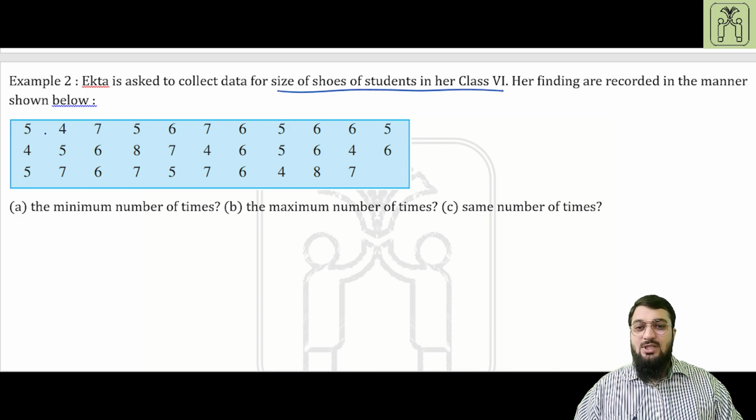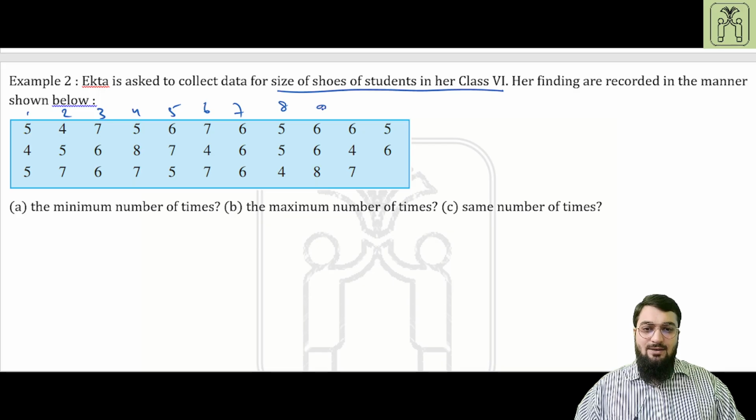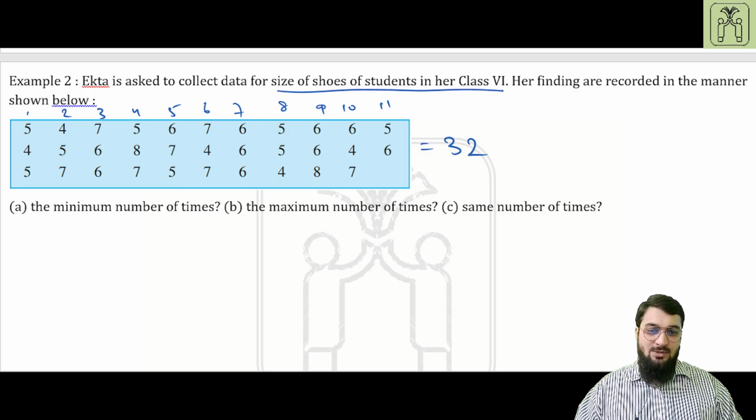Okay, so she has recorded the data in a particular set of columns: 1, 2, 3, 4, 5, 6, 7, 8, 9, 10, 11. Therefore, the total number of students that she has recorded the data for is 11 twos are 22, 33, and therefore it will be 32 because one is less. There is no one over here. Okay, so it will be 32. The question asks for the minimum number of times, the maximum number of times, and the same number of times.